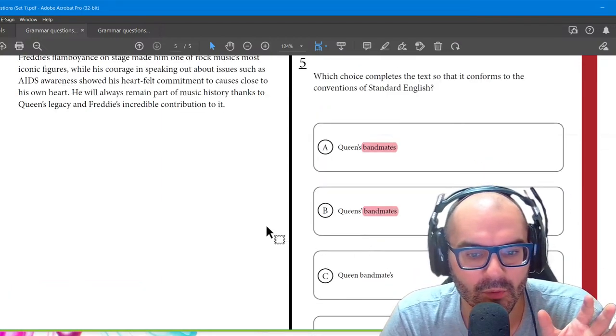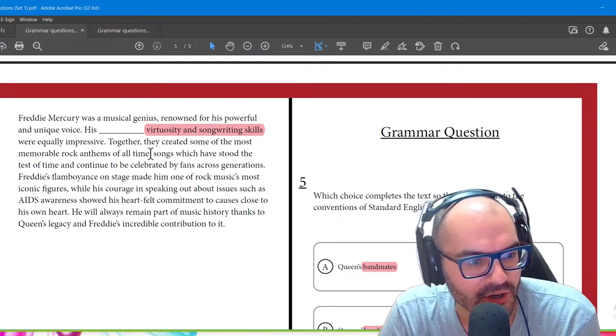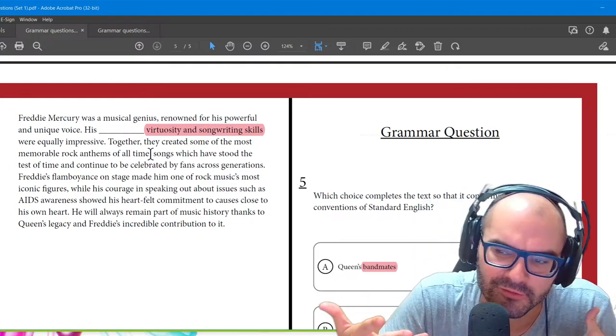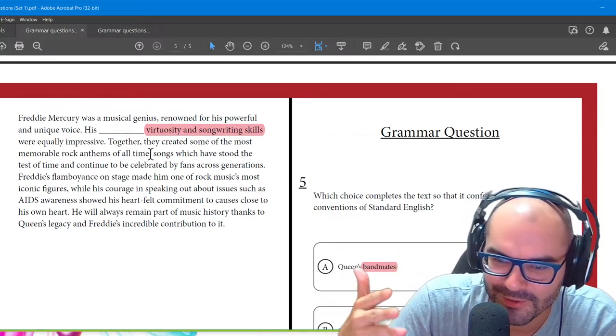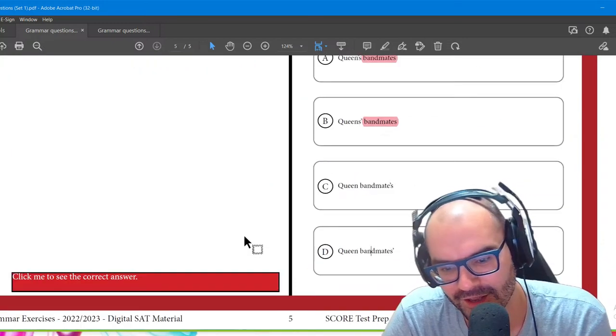So we're not just talking about one other person here. And again, maybe that's something you would have to assume from knowledge of the band Queen. So if you weren't 100% sure on that, I could see where that could be a mistake. Maybe that's something I should fix in this for the future.